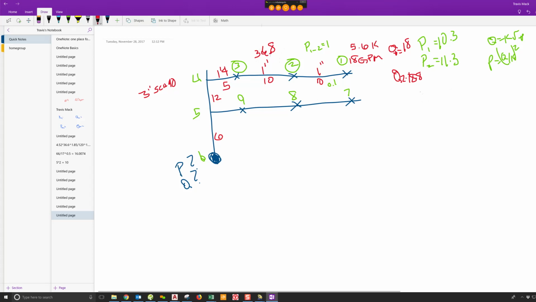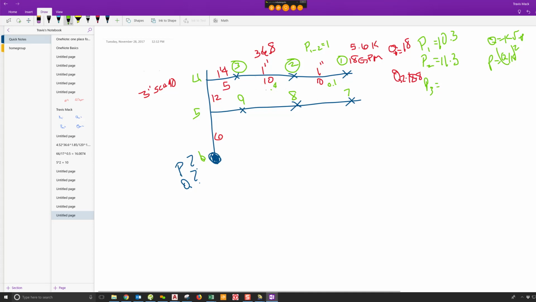So we need to find what is P3. I'm trying to keep the colors consistent so when I save this for you guys, you can have it. P3 is going to equal what? We've got to know the friction loss going through here. So our flow is 36.8, our diameter is 1.049, and we know our C is 120, so we can figure out what this is. So 4.52 times Q, 36.8 to the power of 1.85, divided by C, 120 to the power of 1.85, divided by the diameter, which we're doing 1 inch again, to the power of 4.87, and I come up with 0.4 pounds per foot. Do you guys come up with 0.4 pounds per foot?